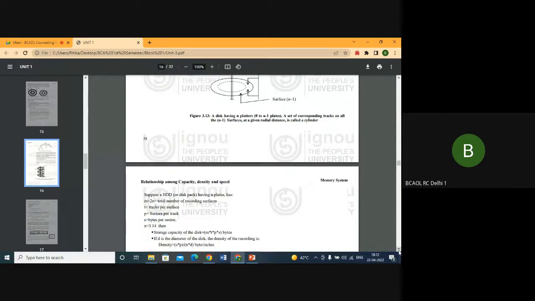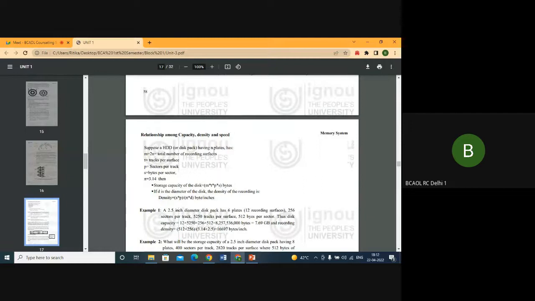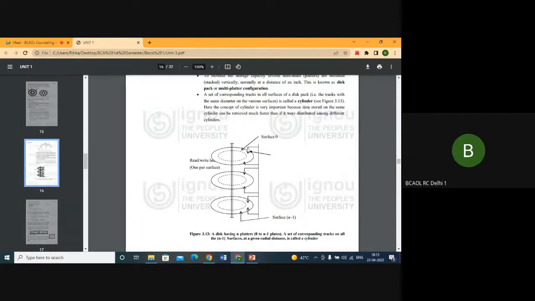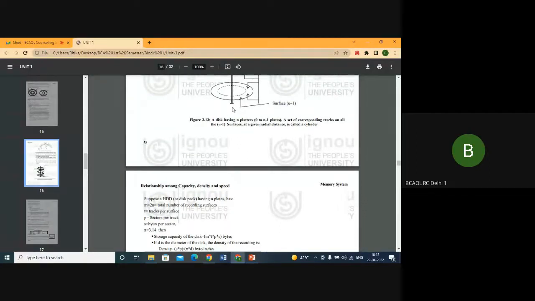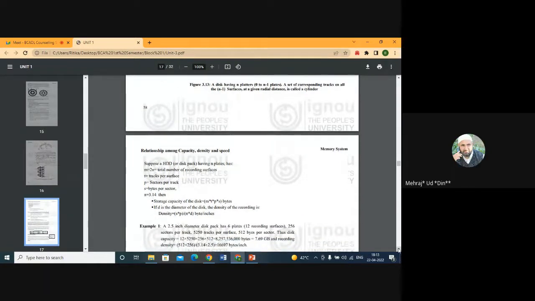So when we see this formula, you should always know. Suppose a hard disk or disk pack having n plates. What does n plates mean? It means the number of plates in the hard disk; n plates means n disks. Suppose you have a hard disk having n plates. Then M will be equal to 2n, the total number of recording surfaces. N is the number of plates, so 2n means 2 into n. That means you can write above the surface of the disk and below the surface of the disk also. What does 2n mean? Two sides, upper and lower. That's why M is equal to 2n, total number of recording surfaces.